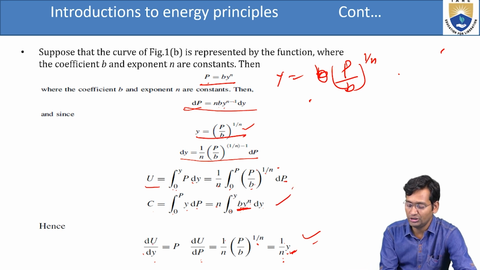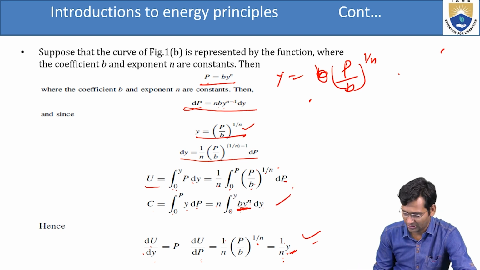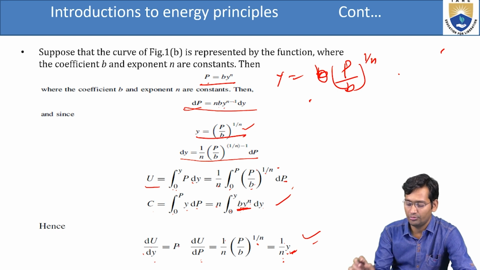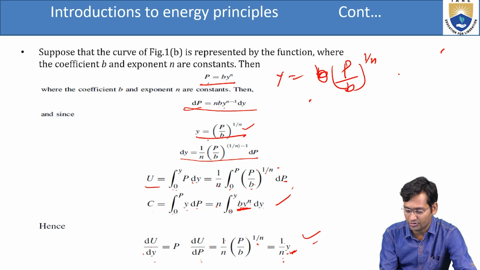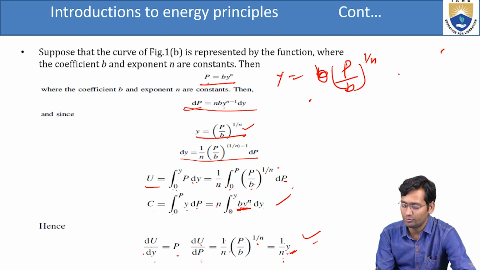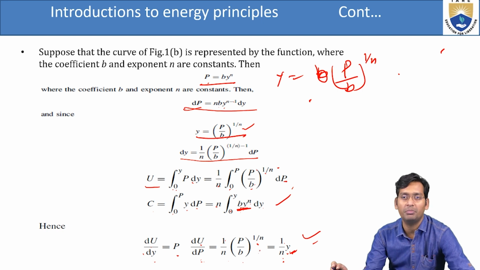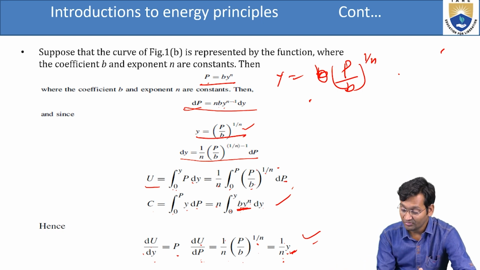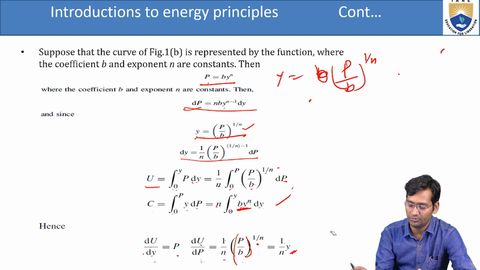So now dU, what we got from here? dU by dy equals P, or just differentiate U equals that energy equation. So dU by dy equals P, and dU by dP is 1 by n, (P by B) to the power 1 by n. Okay. So now (P by B) to the power 1 by n is what? That is equal to y. So 1 by n into y. Okay, this we got.